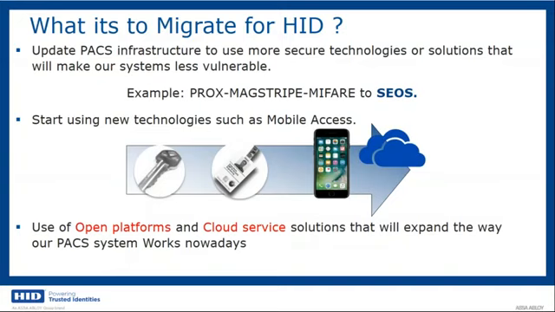The first thing that we call migration is when we update our PAC system or our PAC infrastructure to use a more secure technology or a more secure solution that will make our system less vulnerable, okay? So one example is when we have a customer that has proximity or magstripe solutions, or even MIFARE Classic, okay? And we move them to a secure solution such as iCLASS SEOS, okay?